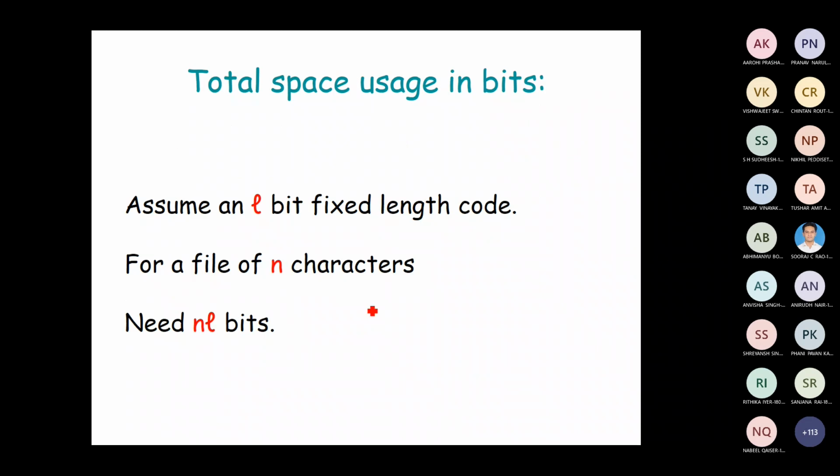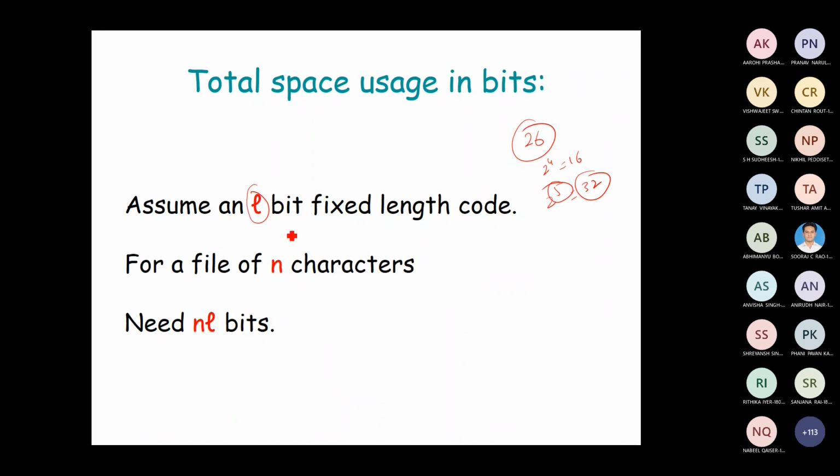Suppose you are using a fixed length code, how do you calculate the total number of bits required to represent the given information in binary format? Assume you are going to use an L-bit fixed length code; in the previous example I have taken L as 4. If you are going to use the 26 letters of the alphabet, how many bits are required to represent all 26 letters? 2 power 4 gives 16 combinations, and 2 power 5 gives 32, so I can go with a 5-bit code. So L is equal to 5 in this case. In the previous example, L becomes 4.